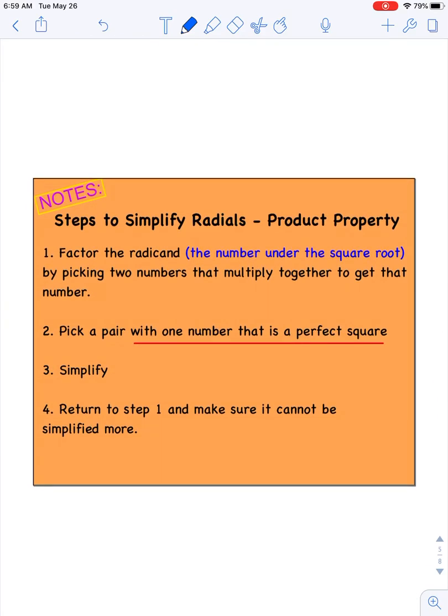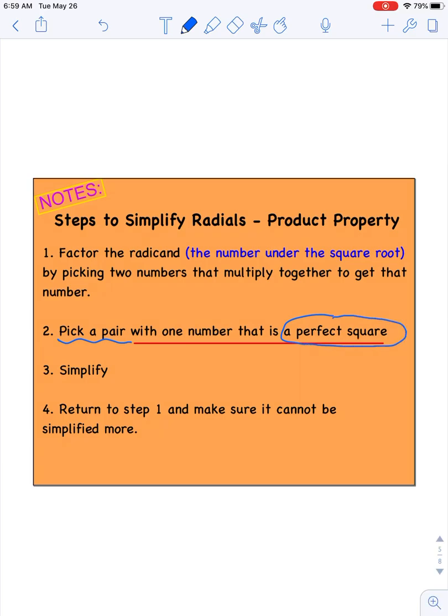These are the steps to simplify radicals using what's called the product property. So I would pause the video, write down these 4 steps, and then listen to the explanation. First thing you're going to do is factor the radicand. That means break it down into 2 numbers that get multiplied together, 2 factors. The radicand is the number under the square root. We're going to pick 2 numbers that multiply together to get that number, and make sure we pick a pair where one number is a perfect square.